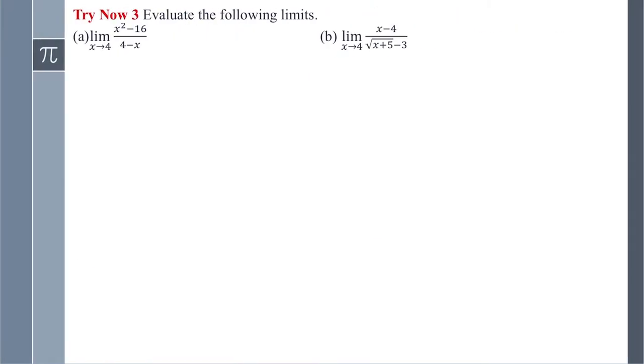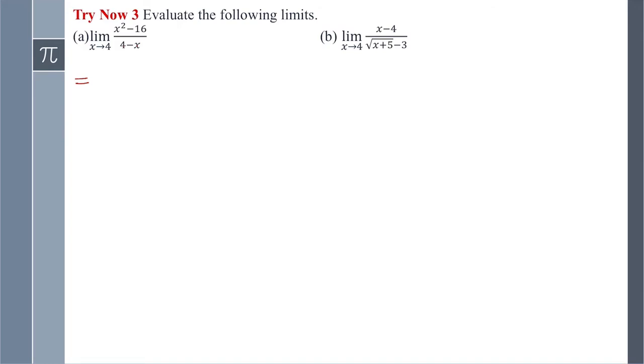So this one is a try-now problem. What I want you to do is pause the video, try this by yourself, and then check your work by resuming the video. Let's go ahead and do it now. So this equals, now again, the first thing that we are going to try is the direct substitution. If I do that, I'm going to get 4 minus 4, 0 in the denominator. That means I cannot do it. So what I'm going to do here is try to factor and then simplify this expression.